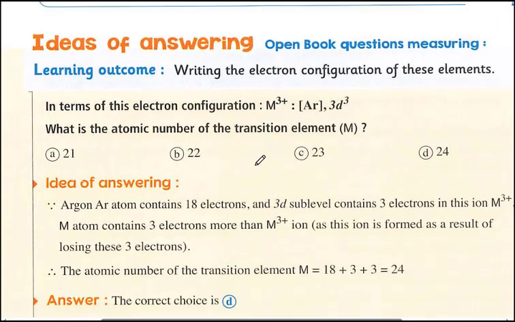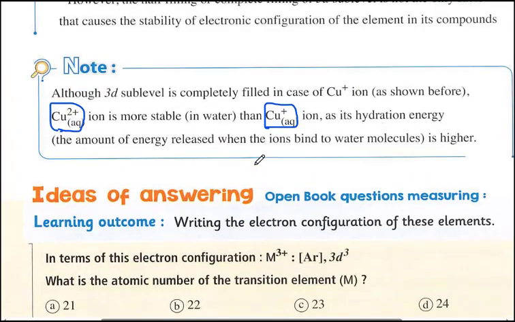Okay, so there are some questions we have to answer here in terms of electron configuration. M positive 3 has the electron configuration argon 3d3. So what is the atomic number of this transition element?